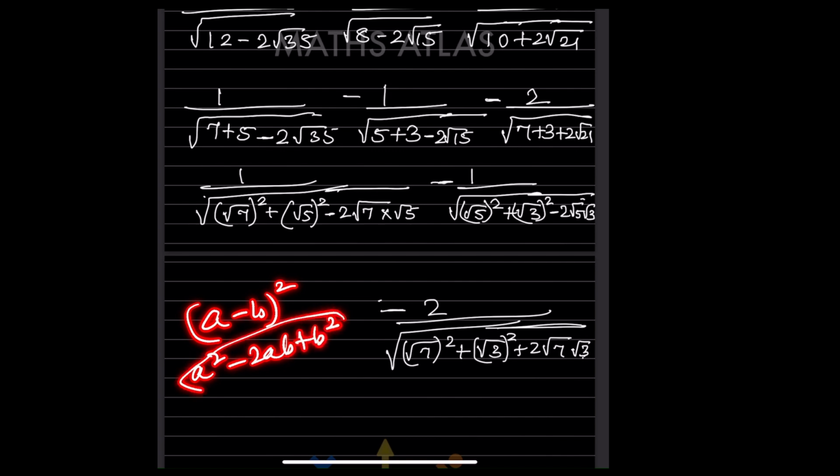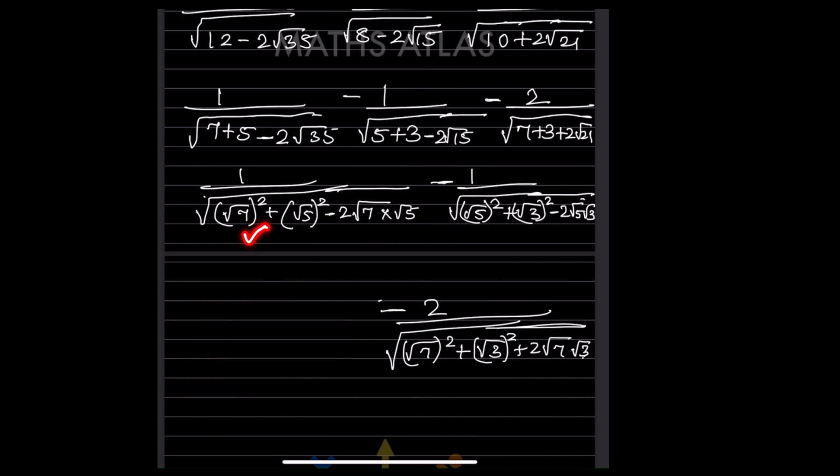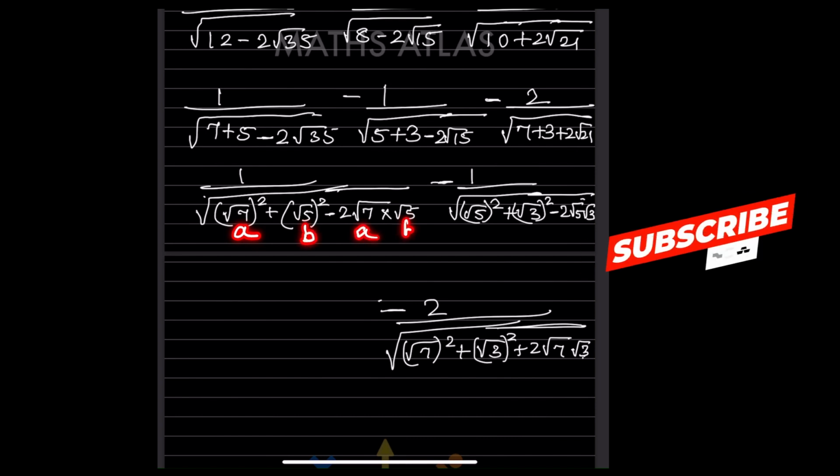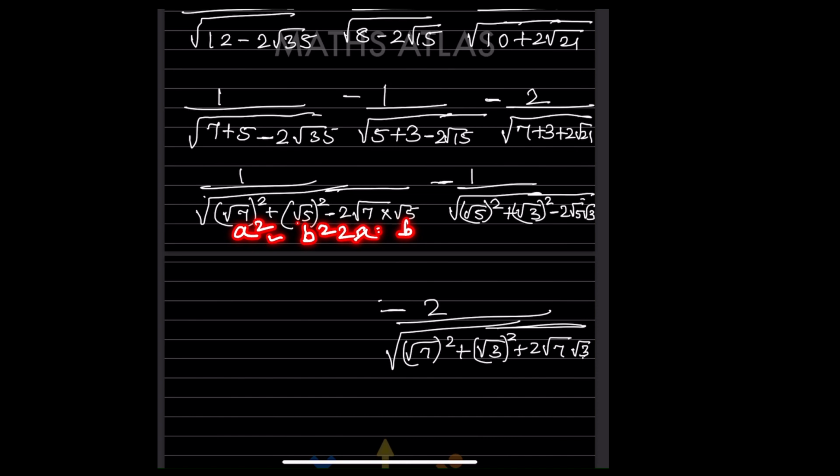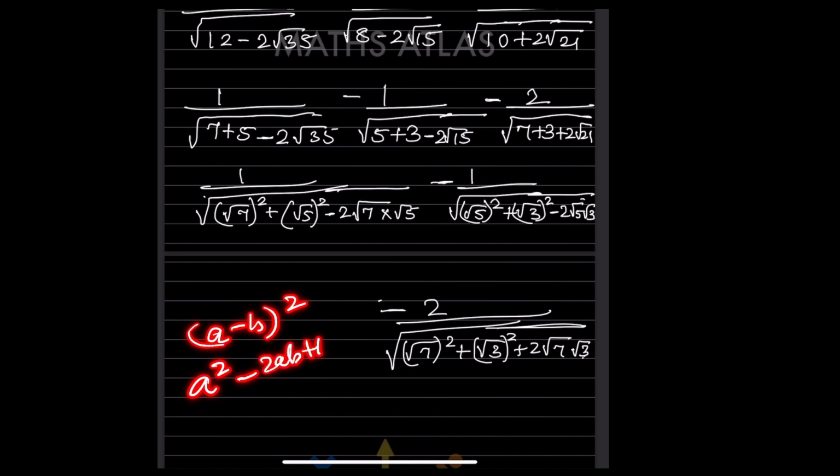So can you see this? This is in the form, this is a square, this is minus 2ab, because here see this a, b, a, b. So a square, b square, and this is 2ab. So a square minus 2ab plus b square. So either you write a minus b whole bracket square is a square minus 2ab plus b square, or you can also write it as a square plus b square minus 2ab.